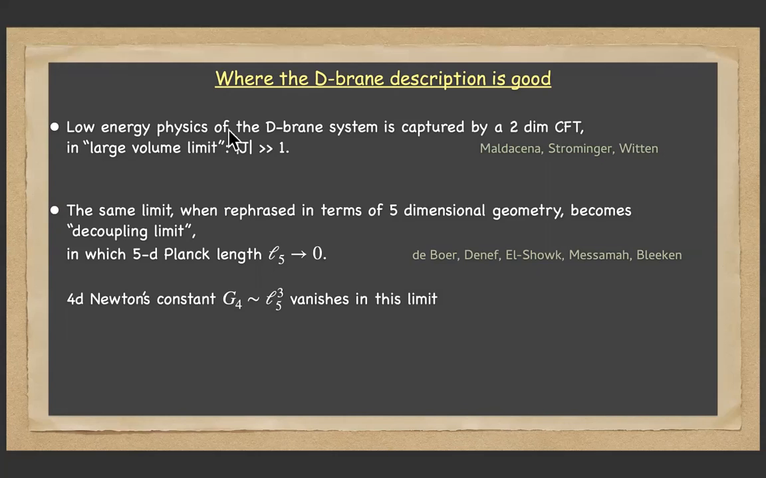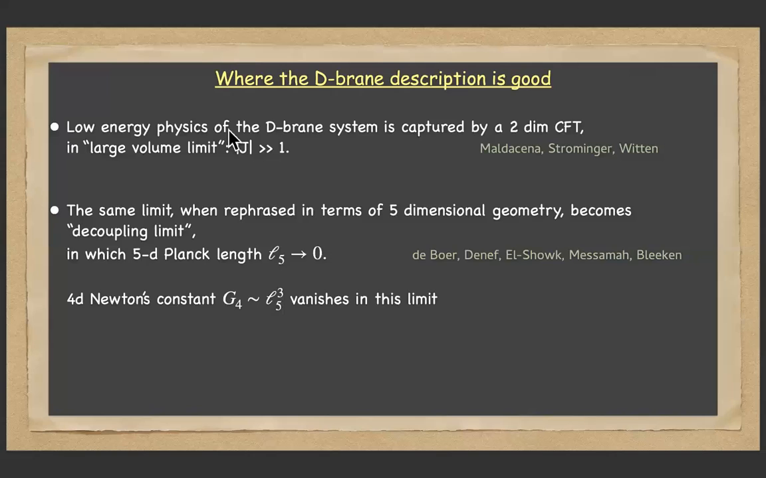The low energy theory of the effective system, which I have not told you, is captured by a two-dimensional conformal field theory. Maldacena, Strominger, and Witten figured it out, so it's called the MSW CFT. Now, I have not shown you the detail, but taking this scalar modulus to be very large amounts to taking Newton's constant to be very small. I mean, there's an explicit formula relating these two.